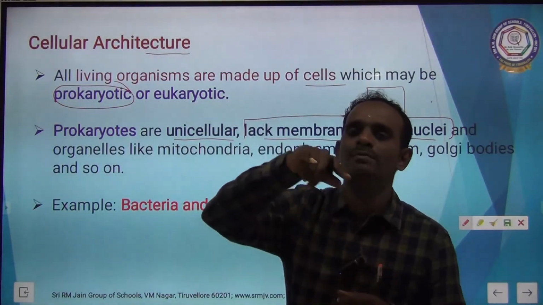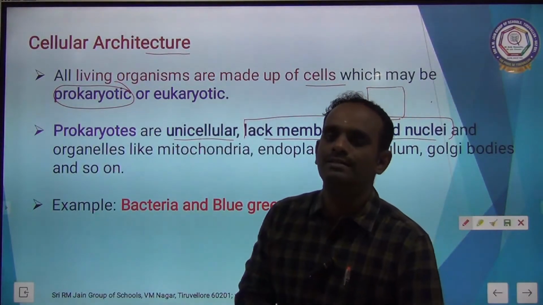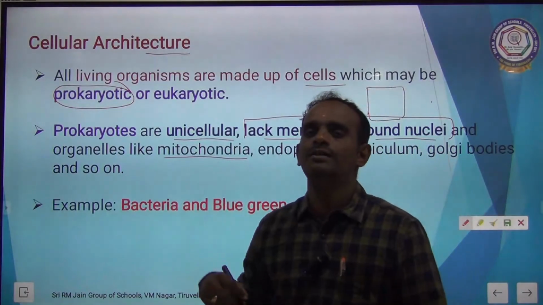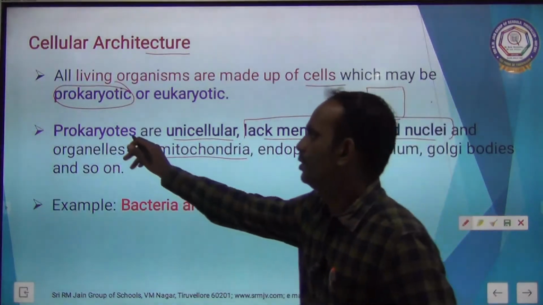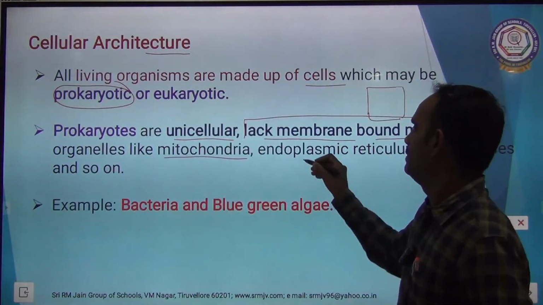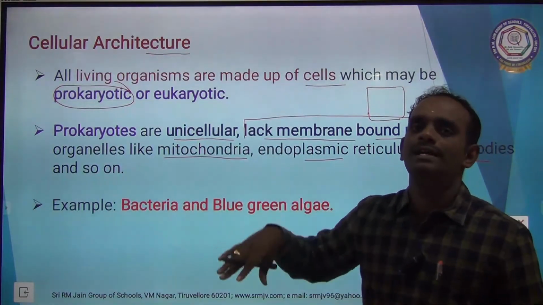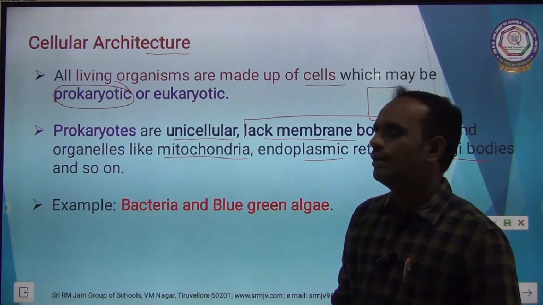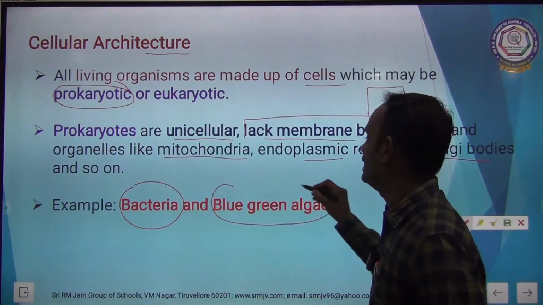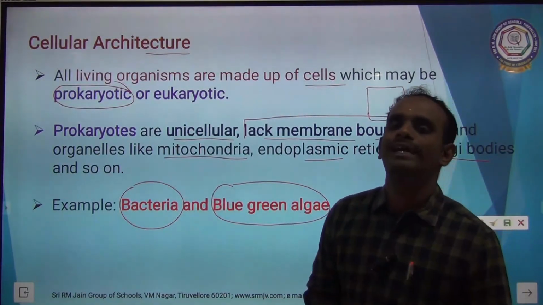Nucleus is there, but there is no membrane at all. So they lack a membrane bound nucleus, and also the cell organelles. Each organelle does not have a membrane. So not only the nucleus, the other organelles also, the membrane is absent. So the prokaryotes are unicellular, lack membrane bound nucleus and organelles like mitochondria, endoplasmic reticulum, Golgi body and so on. So all organelles are there, but there is no membrane at all. That is called prokaryotes. Examples of prokaryotes: first one is bacteria, and second one is blue green algae. These two are the examples of prokaryotic organisms.